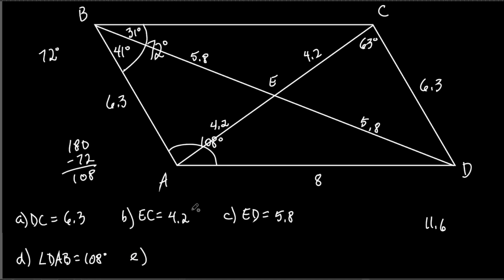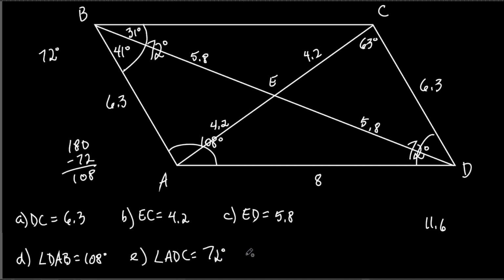E, angle ADC. Where's ADC? That's this whole big angle right there. Without doing any math at all, what is it? 72. Why? You could subtract it from 108, but you've already got it right here. Remember, the opposite angles of a parallelogram are equal to each other. So this whole big angle is equal to this whole big angle. And so if that's 72, then this is 72.